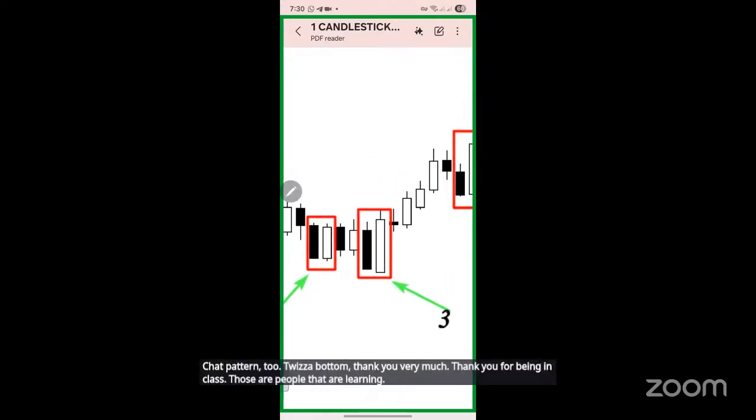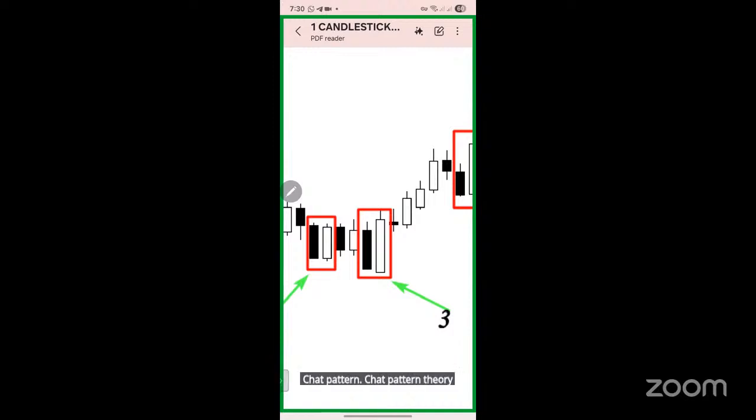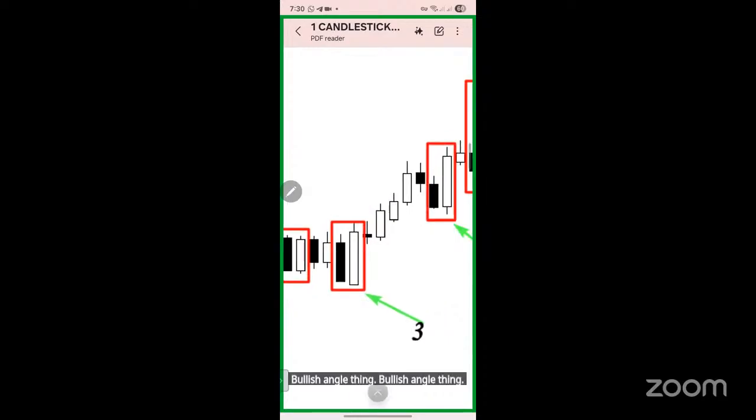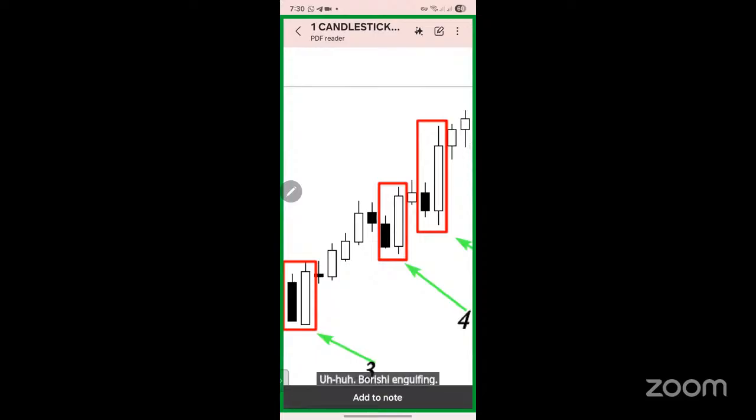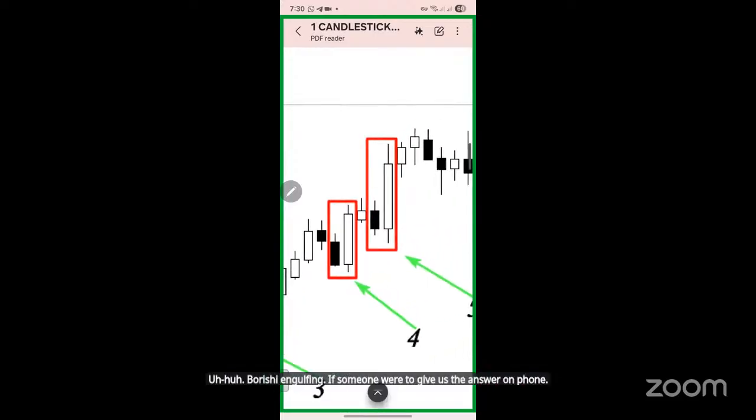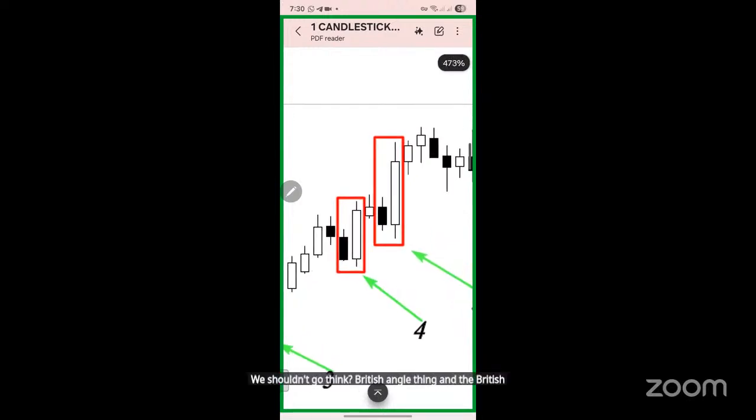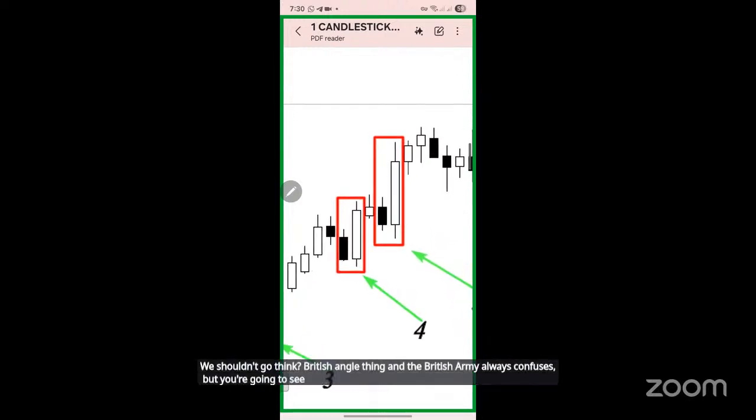Chart pattern 3. Somebody to give us the answer. Bullish engulfing. Thank you very much. Somebody to give us the answer on 4. Bullish engulfing, it is similar. A bullish engulfing and a bullish harami always confuse, but we're going to see the specific difference between the two.